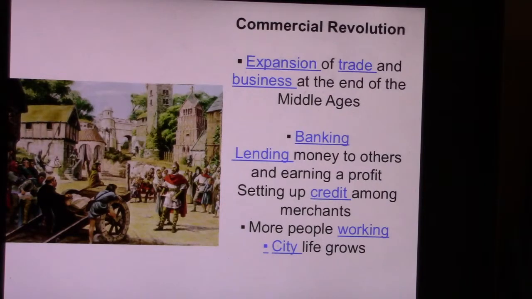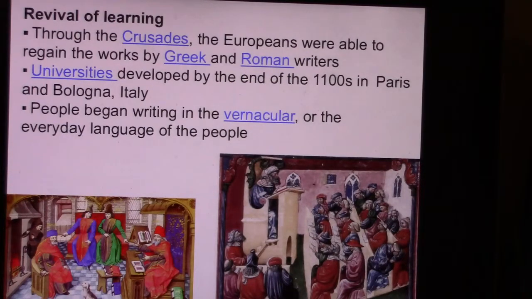So if you borrow $100 at 10% interest, you have to pay back $110. Also, there is the idea of setting up credit. We will allow you to purchase the product now, and then when you sell it, you are going to pay us later, like the modern day using of a credit card. And so city life is going to begin to grow.